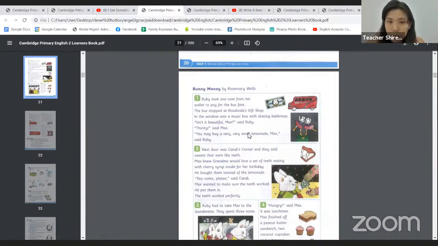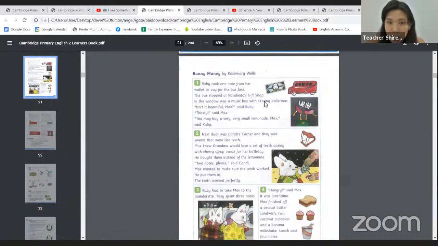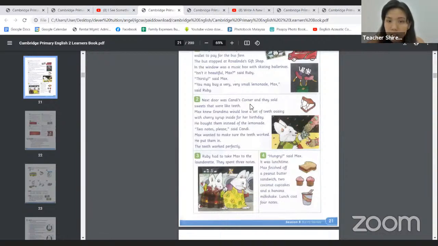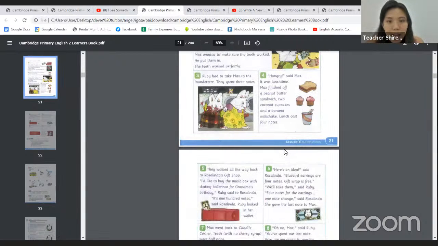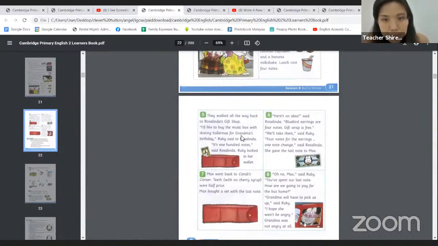Then she went to Rosalinda's gift shop and also to the candy corner to buy some sweets. After that, she messed up her clothes, so she had to go into the laundry to wash them. In the afternoon, she was so hungry, so she bought some peanut butter sandwiches and cupcakes for lunch. With the balance of the money, they bought the music box with the skating ballerina. I think grandma will love this present.